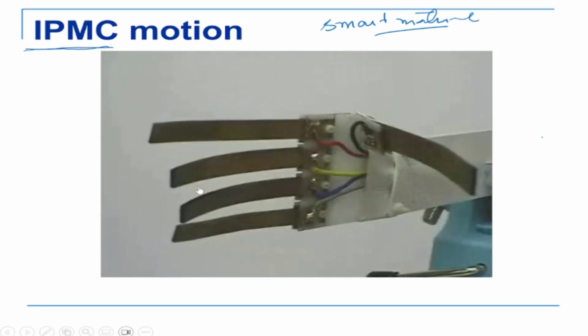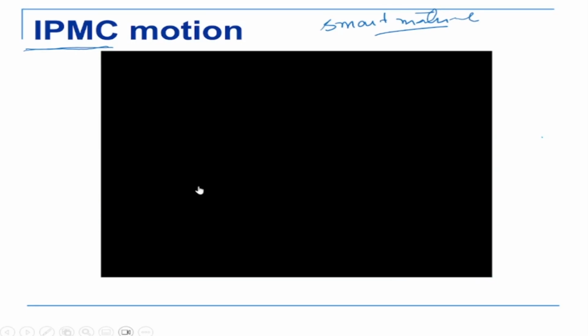Now if I want to make a small hand, I just cut the fingers into small pieces and I can make a very small hand. So you have a robot now. Suppose I want to make a very small robot. What I can do, I can make the links out of this electroactive polymer, and now you have a very small robot. There are no joints, there are no actuators anywhere now. The link itself is an actuator.